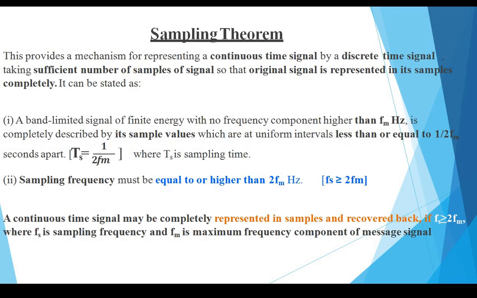Okay, now before going to pulse amplitude modulation, once again we'll revise your sampling theorem. And one of the last topics I forgot to mention, the figure I have given, is about the aliasing effect. So what is the sampling theorem? It provides a mechanism for representing a continuous time signal by a discrete time signal, by taking a sufficient number of samples of the signal, so that your original message signal is represented completely in its samples.